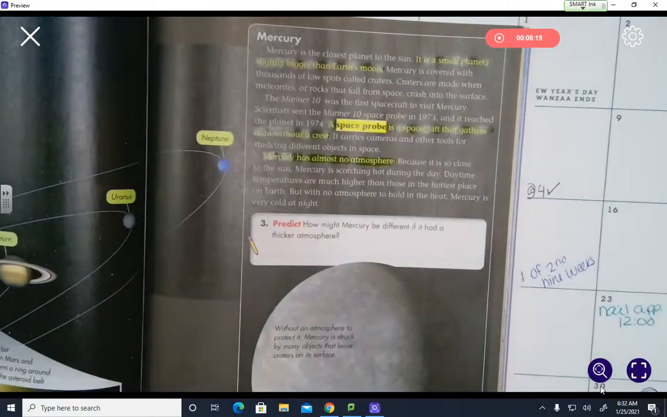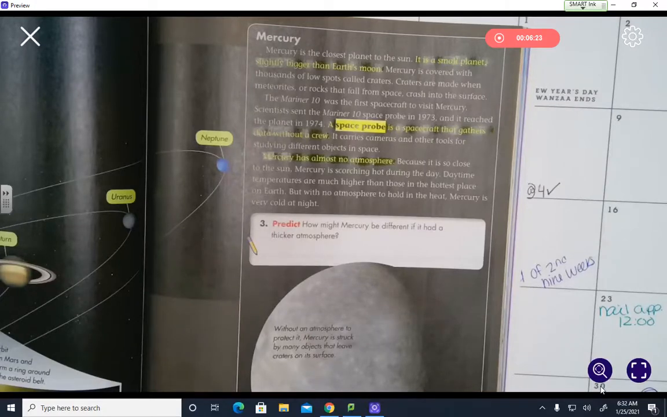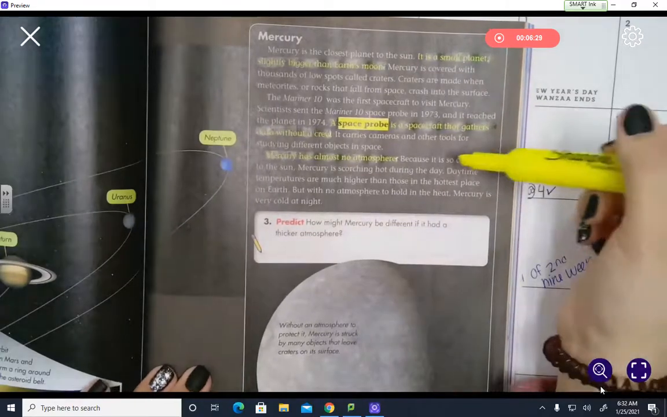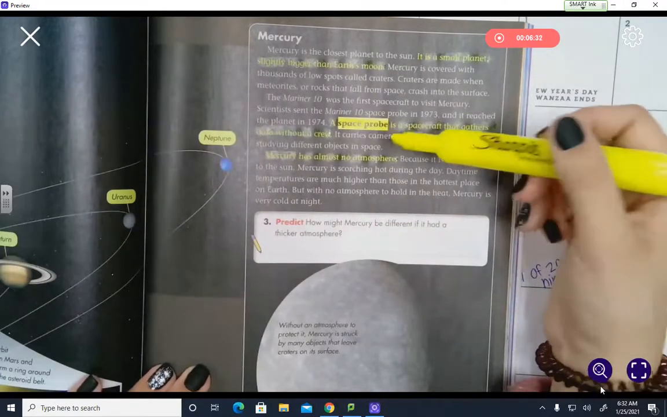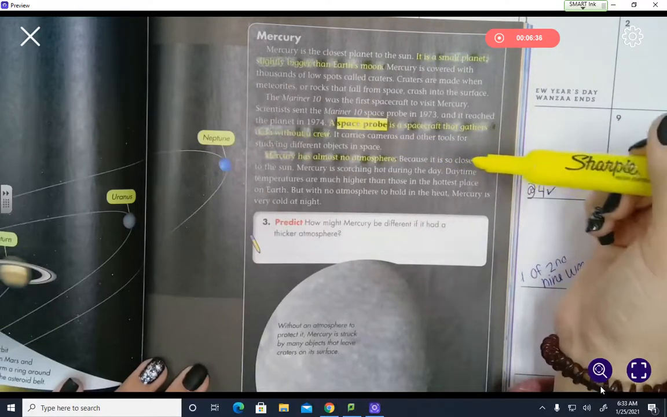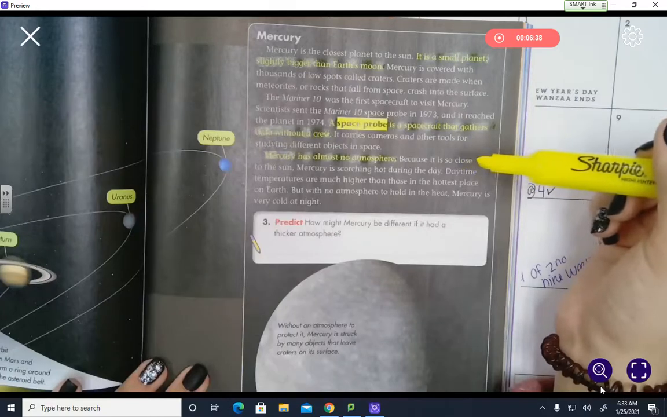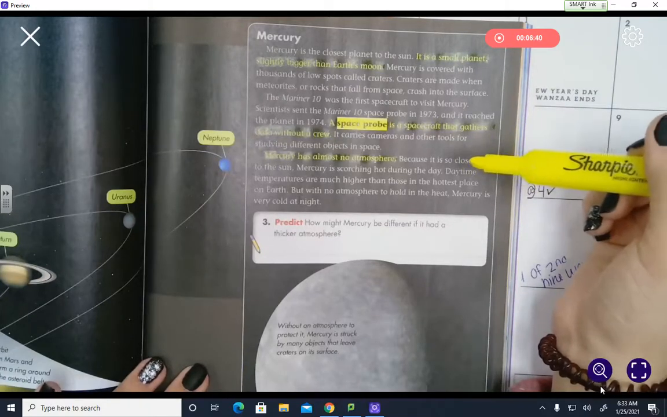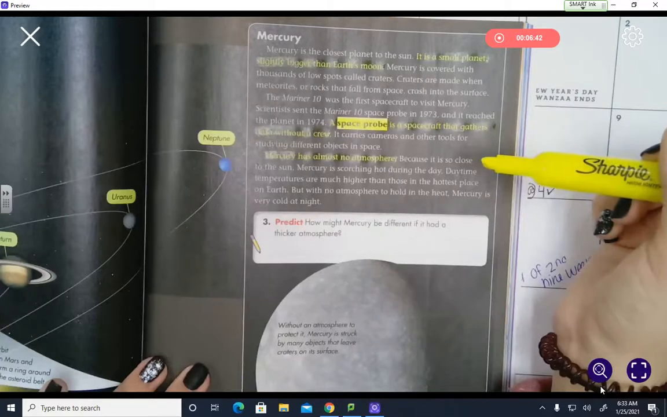So that atmosphere that Earth has, that keeps the sun's rays off of us and keeps us safe from all the damage that the sun can cause us, there's nothing like that on Mercury. Because it is so close to the sun, Mercury is scorching hot during the day. Daytime temperatures are much higher than those in the hottest place on Earth. With no atmosphere to hold the heat, Mercury is very cold at night.